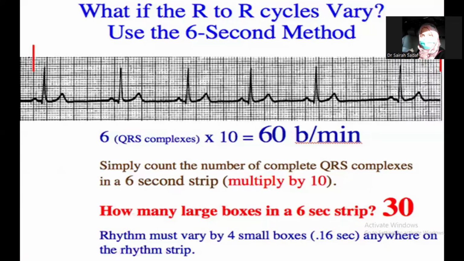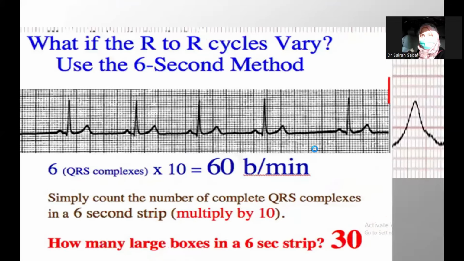How do we identify when the rhythm is not normal? This is my next slide, actually. When the rhythm is not normal, what do you do? You take a 6-second rhythm strip. This is a 6-second rhythm strip of lead 2. 1, 2, 3, 4, 5, 6. There are 6 QRS complexes in this. You multiply it by 10 and you get the answer 60. So the heart rate is 60 per minute.